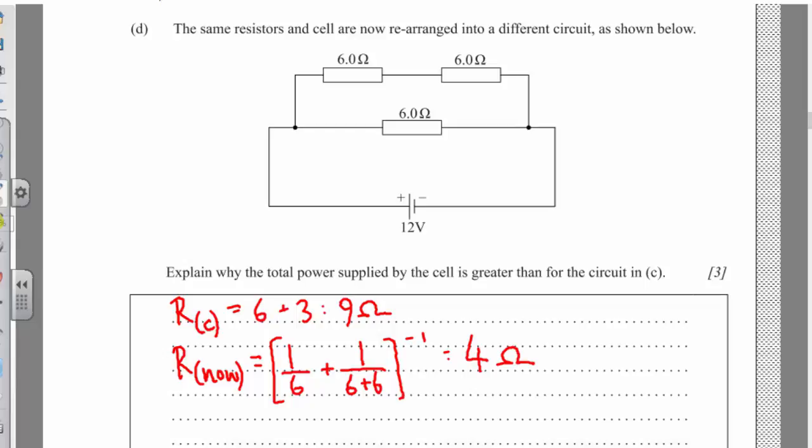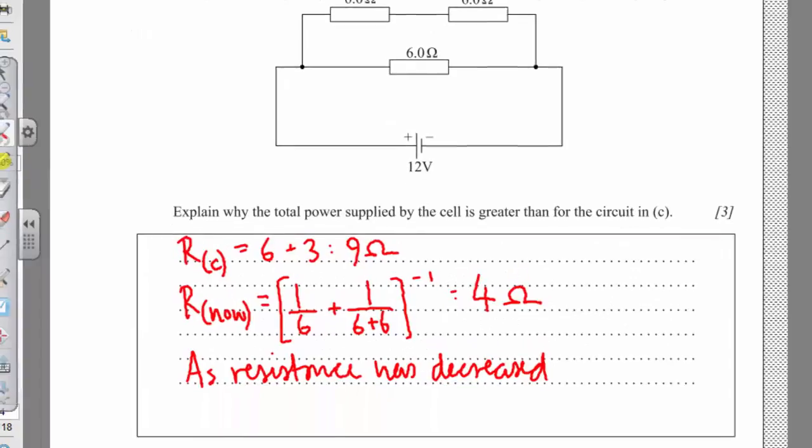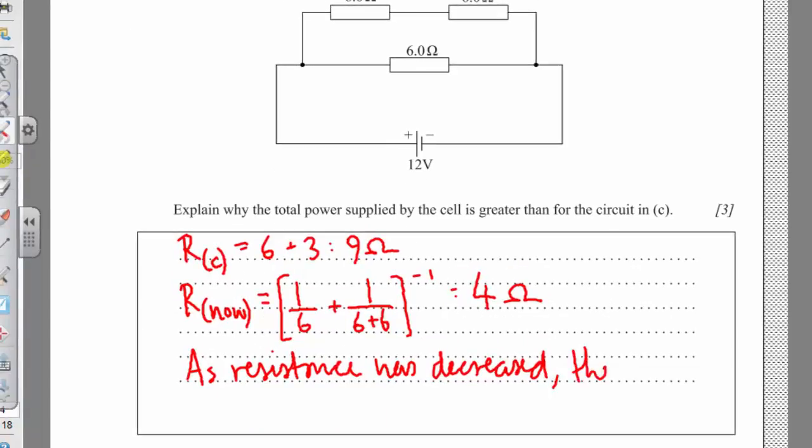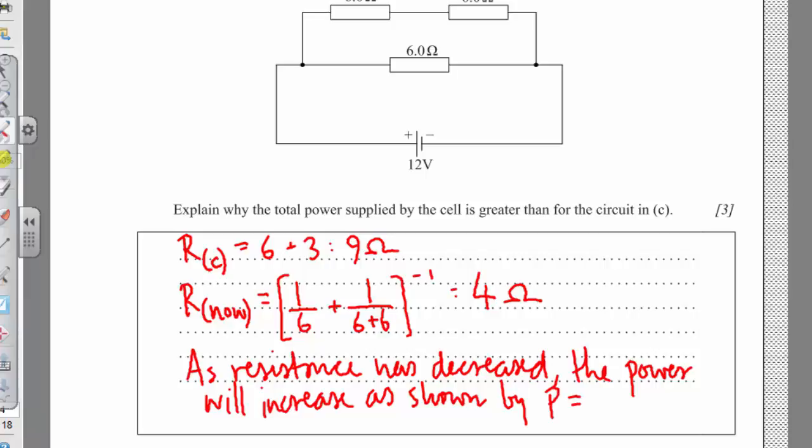And so as resistance is smaller, has decreased, the power will increase, as shown by P is equal to V squared over R. V is constant.